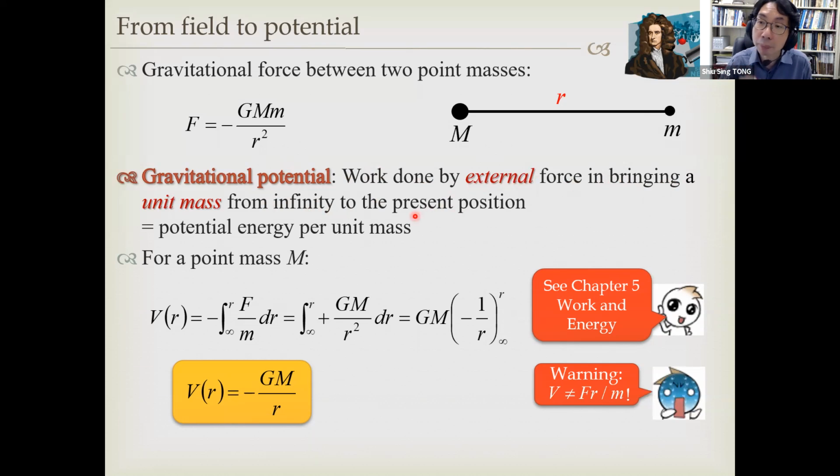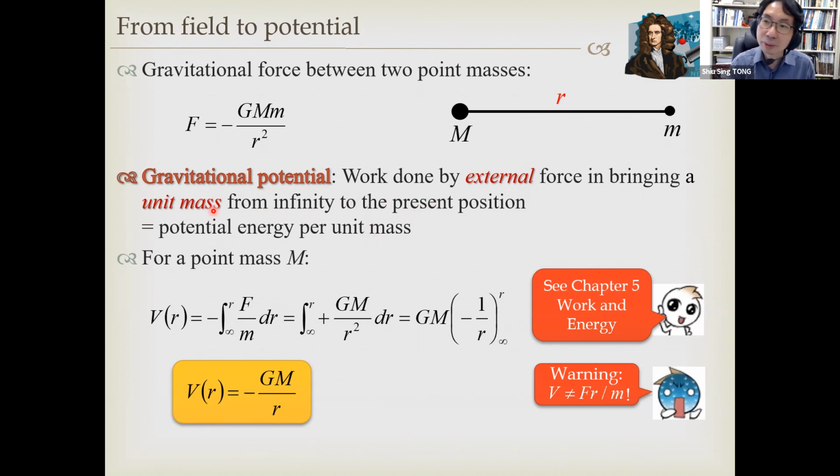Do you remember when we talked about work and energy, we used the external force that just balances the gravitational force, and we integrated that external force from infinity to the final position to calculate the gravitational energy, the potential energy of that object? Do you remember that integral? Now we do the same thing. It's actually the same thing, but we do it on the unit mass.